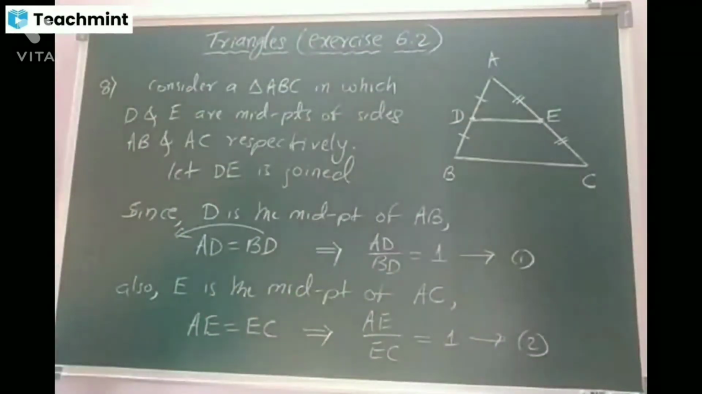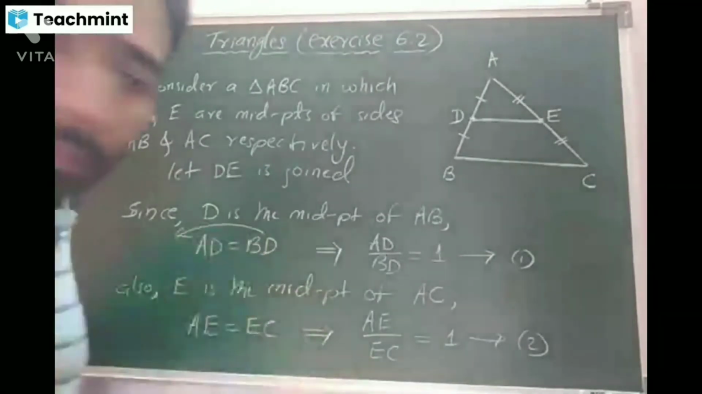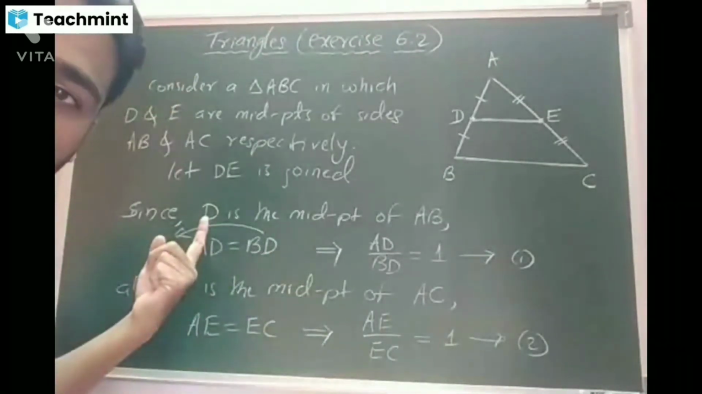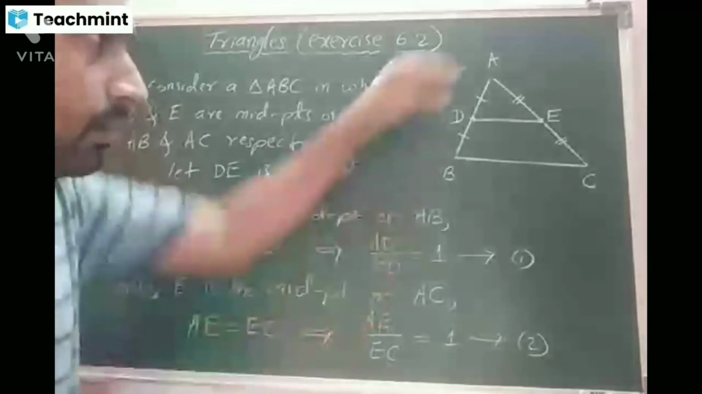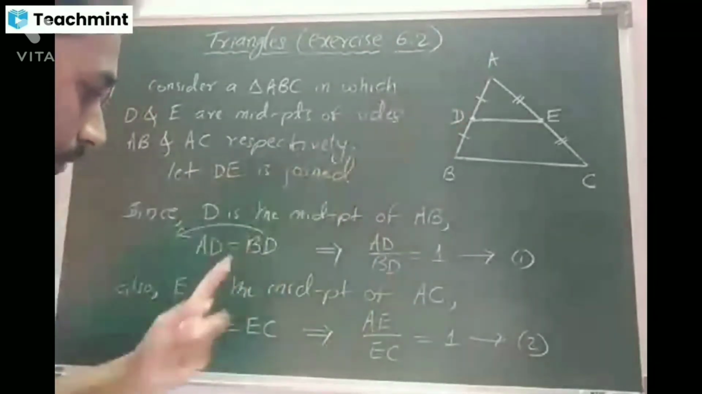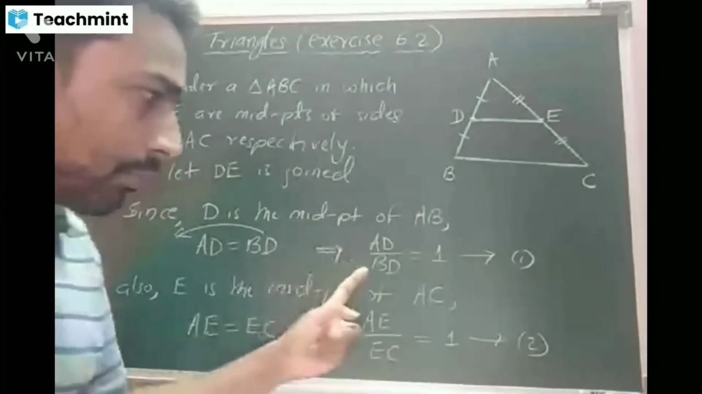Written? Yes, sir. Okay, beta. Concept is simple. Use the concept of midpoint. D is the midpoint for AB, so this part is equal to this part. Then transfer BD to the left. You'll get AD by BD is equal to 1. First equation.